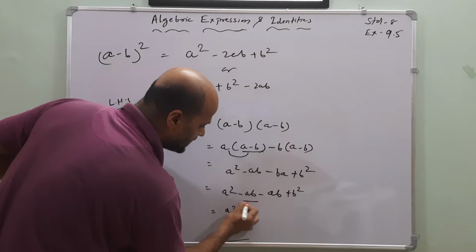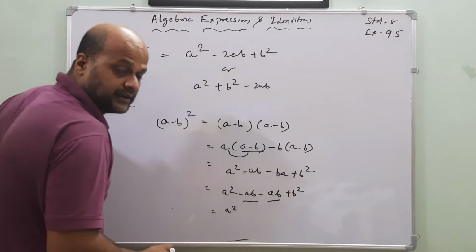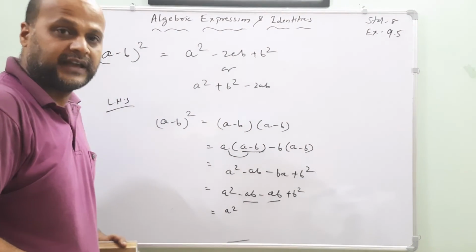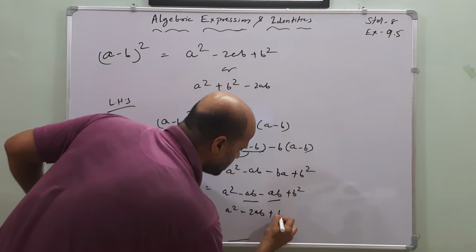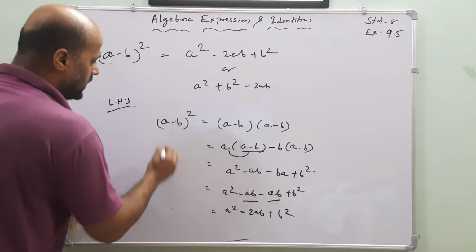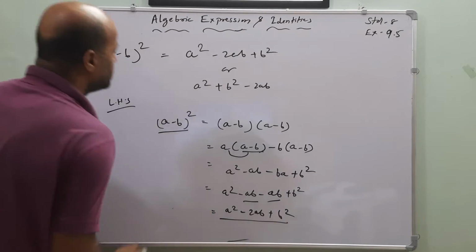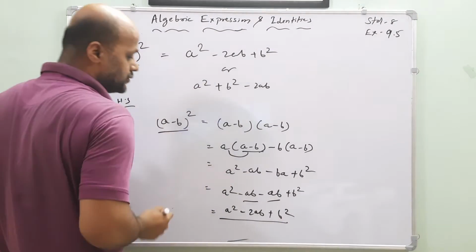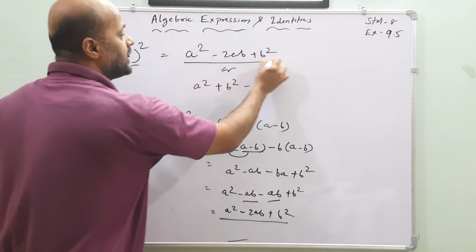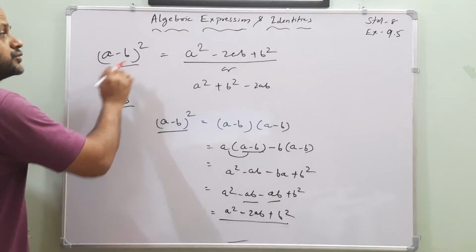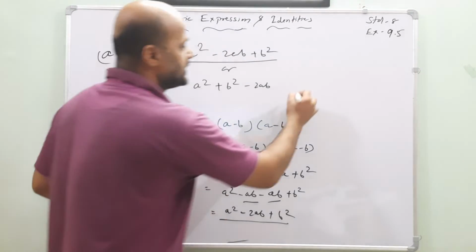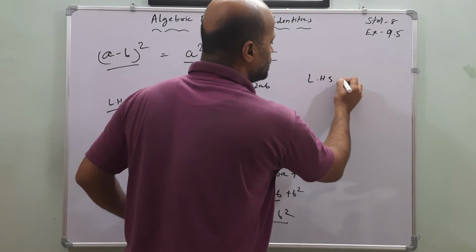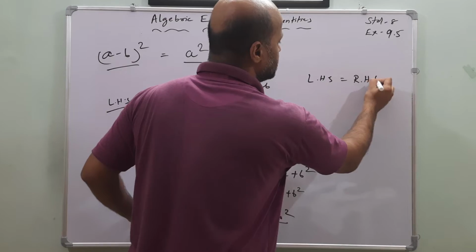Now arrange these two. a square minus ab minus ba. Now a square minus ab minus ab, who will tell me how much? Yes, Arushi. Very good. It is minus 2ab plus b square. Now our identity is proved. (a minus b) whole square is equal to a square minus 2ab plus b square. I will say that LHS is equal to RHS, which means this identity is proved.